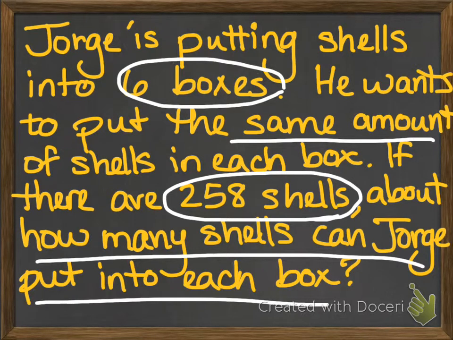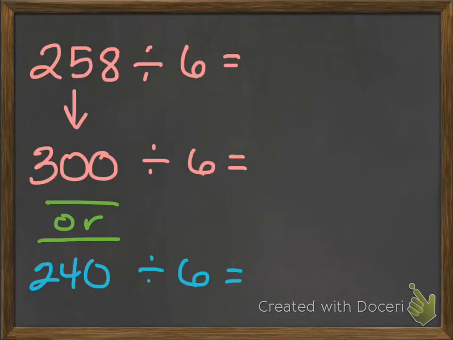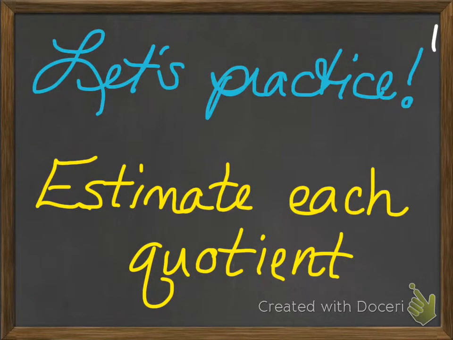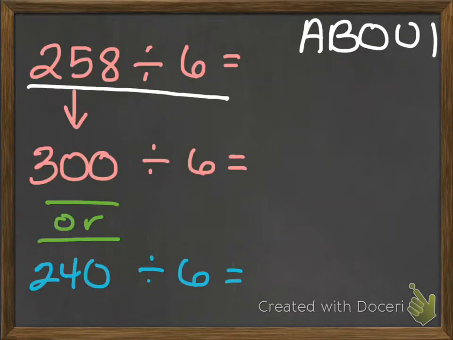Okay, so I'm going to take that and make my equation. 258 divided by 6. Now remember it said about how many would be in each box. So that word about is my clue that I'm going to use estimation. There we go. I need to use estimation. So what I'm going to do first is use rounding to estimate 258 divided by 6.